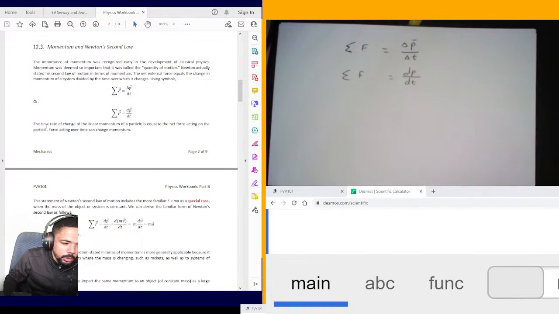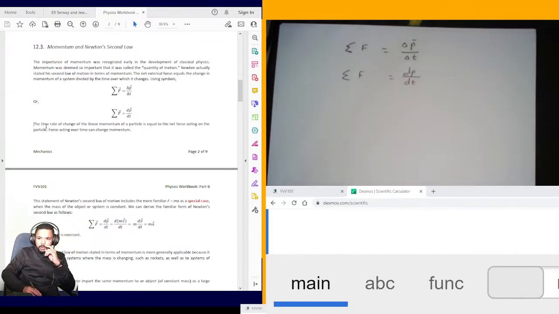Now we know from modern physics that we usually refer to electrons and protons as particles, but in this case a particle just means a body with mass. Now let's continue.